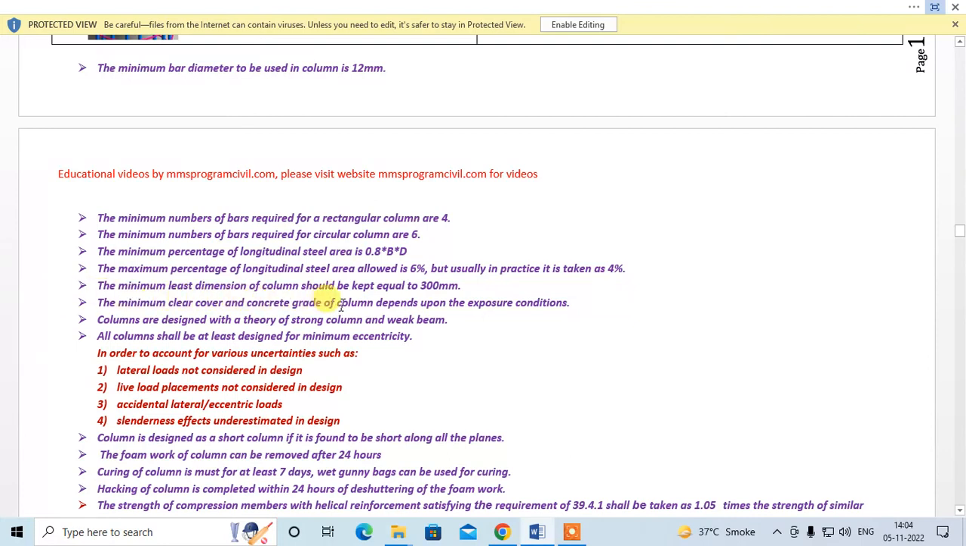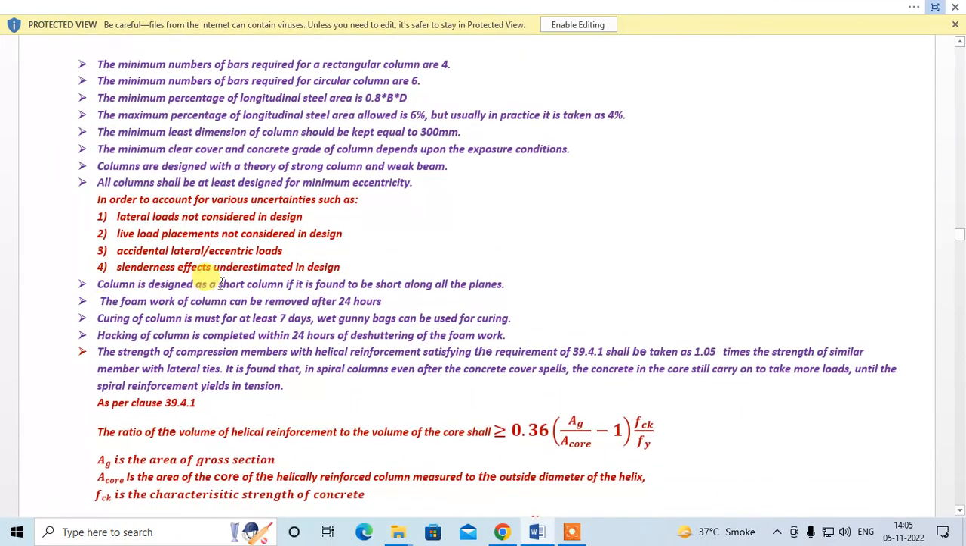The minimum clear cover and concrete grade of column depend upon the exposure condition. These tables are given in IS 456-2000. Okay, columns are designed with the theory of strong column and weak beam. All columns shall be at least designed for the minimum eccentricity for the following reasons: in order to account for various uncertainties such as lateral loads not considered in design, live load placement not considered in design, accidental lateral eccentricities, eccentric loads, slenderness effect underestimated in design, right? A column is designed as a short column if it is found to be short along all the planes.